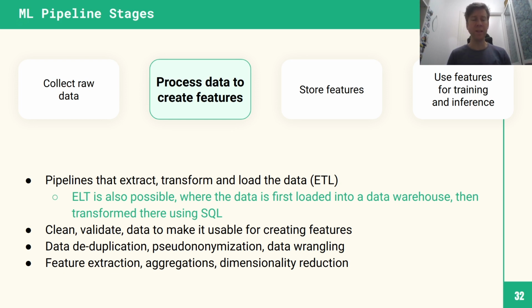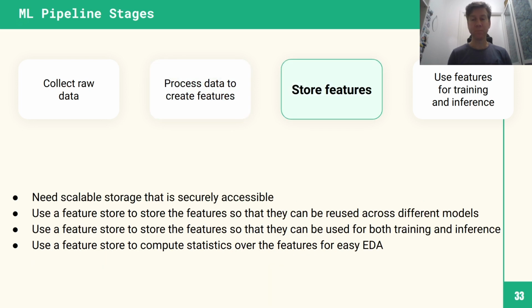And we're not going to do ELT in this course because in Python, primarily we do the processing, the creation of features, in Python itself. So it's primarily ETL. Some of the things you might need to do in this stage are clean the data, validate it, make the data usable as features, deduplicate data, pseudo-anonymize data, and then all the feature engineering steps we saw earlier, computing aggregations, compressing data, feature crossing, and so on.